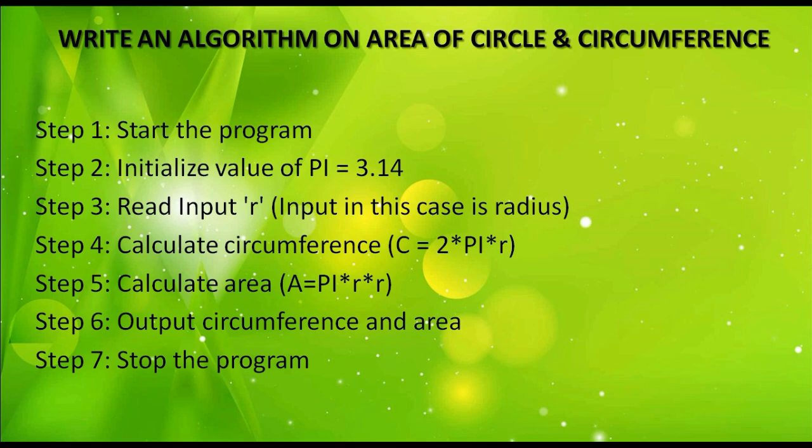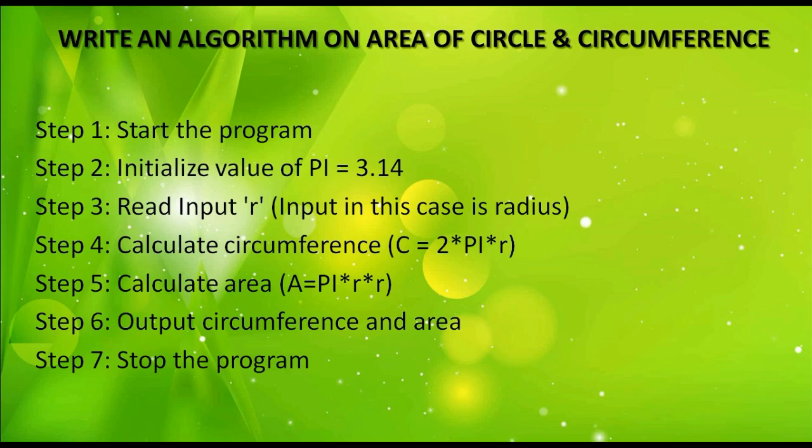Step 2 is initialize the value of pi. As per this question, to find the area of the circle and circumference, we must provide the value for pi. So pi is the name of the variable or constant which we are using in our program, and that pi should be initialized with the value 3.142. That is the initialization value for pi, so pi equals 3.142. This is the second step.